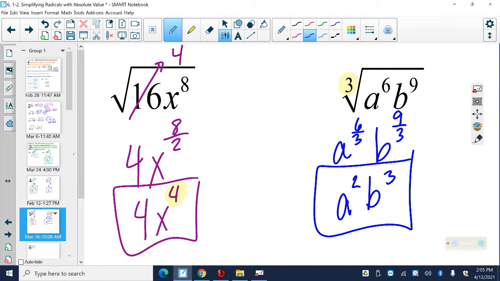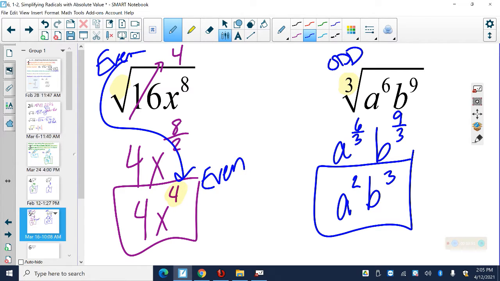Do we all understand that? One more time. My power is 6 divided by my index of 3. Since my index of 3 is odd, I don't need to have absolute value bars. My index over here is even, so now I have to check my power. My power is even, so therefore I don't need absolute value bars. Does that make sense? If it was an odd power, I would require absolute value bars.